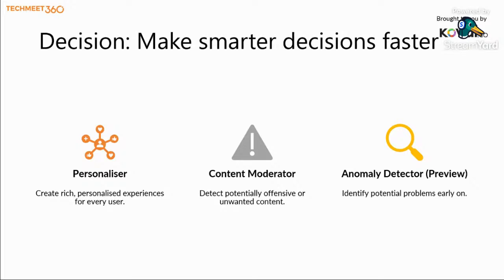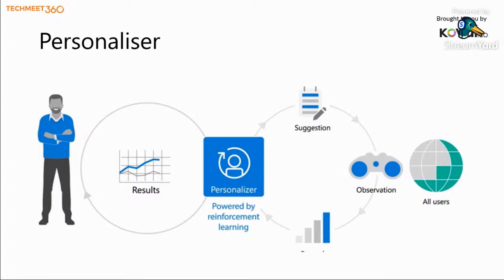So decision making is divided into three: Personalizer, Content Moderator, and Anomaly Detector, which is in preview. I'll let you know later. So let's see Personalizer.